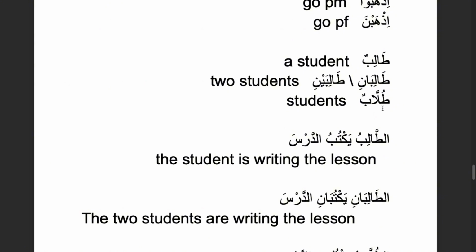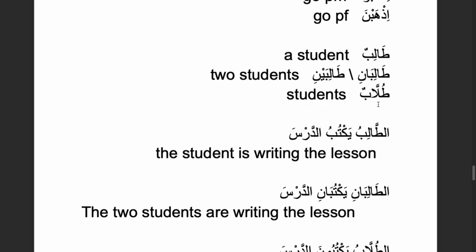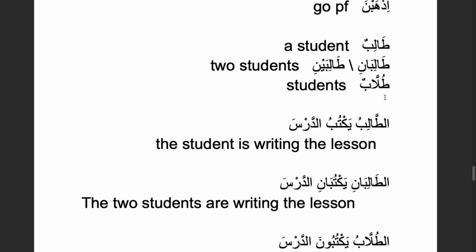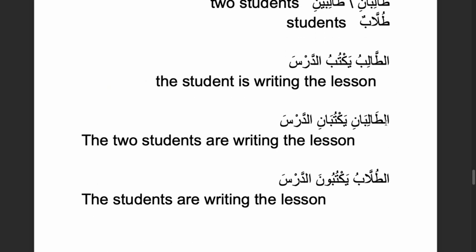There's different types of plurals. Some have different endings and some the word completely changes, which is like this one. So you've got talib, a student, talibani or talibaini, which is two students. And then you've got tullab, which is students. Okay.